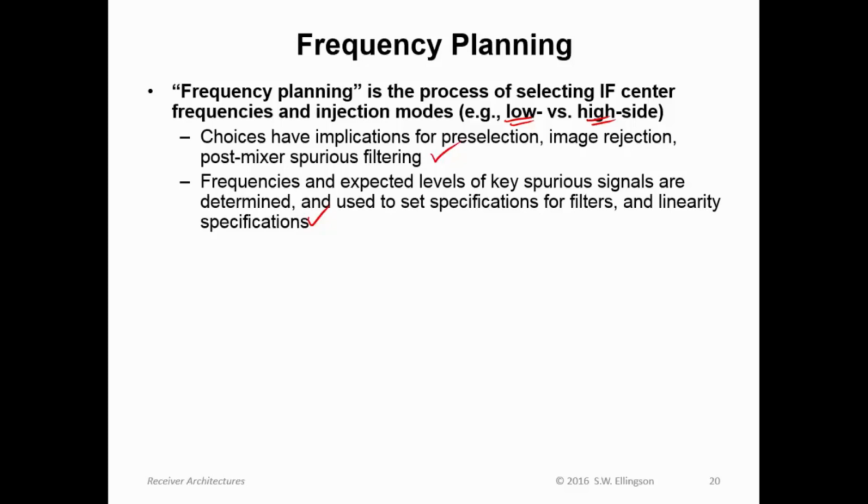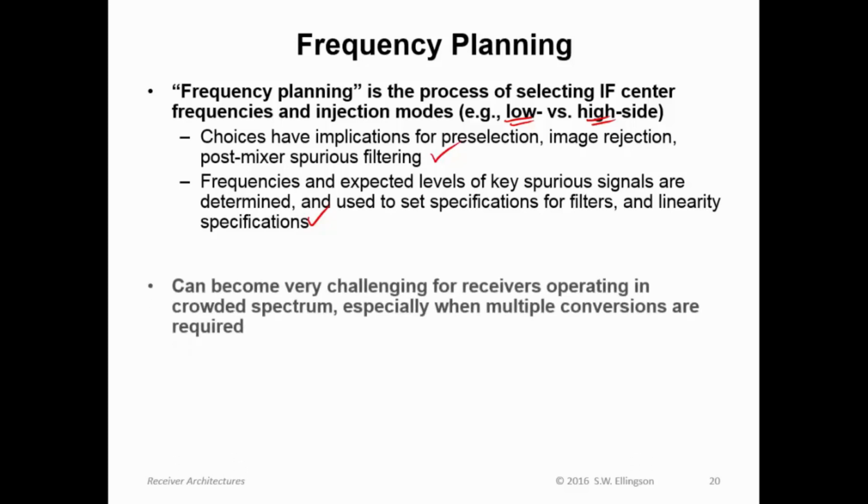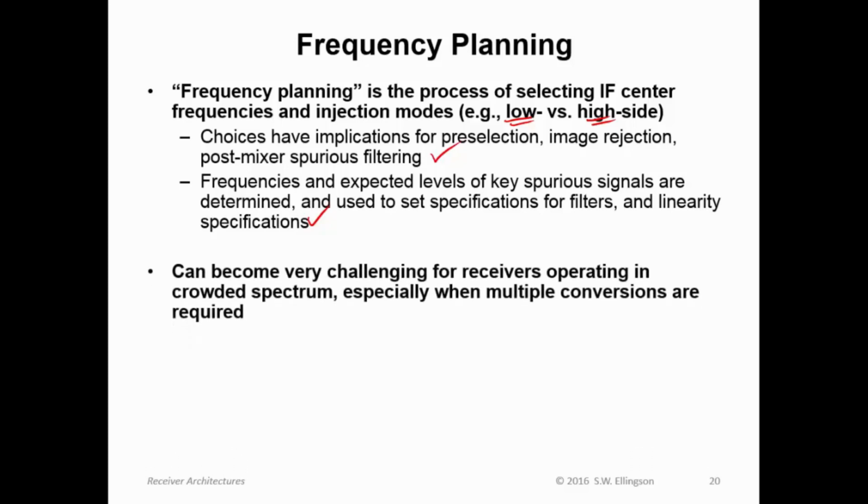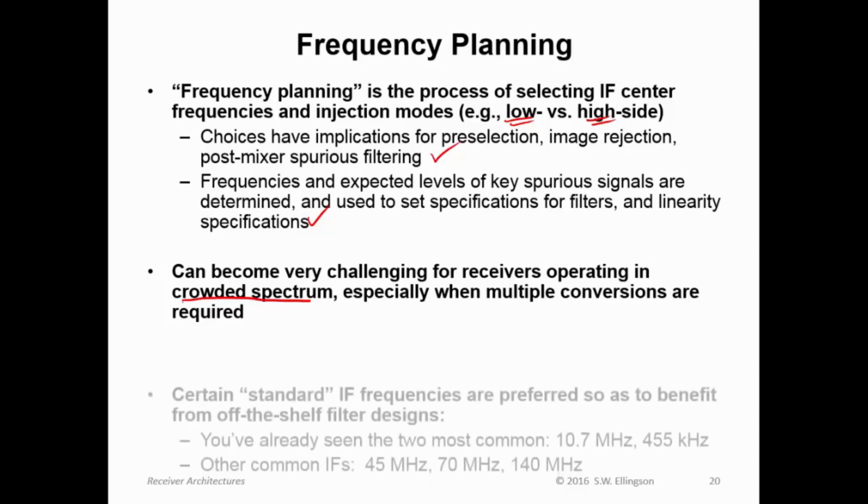So here we see all these things coming together, and we see that they're related. Bandwidth, linearity, frequency plan, all these things are requirements which interact with each other and have to be traded off. Frequency planning can become very challenging for receivers operating in crowded spectrum, especially when multiple conversions are required. So frequency planning for multiple conversion superhet receivers can become very complicated.